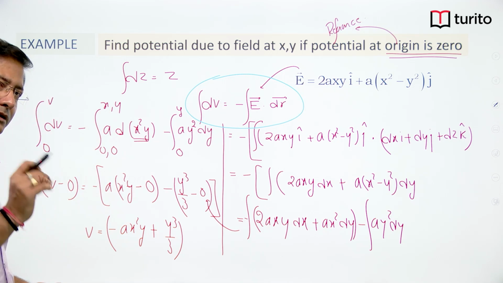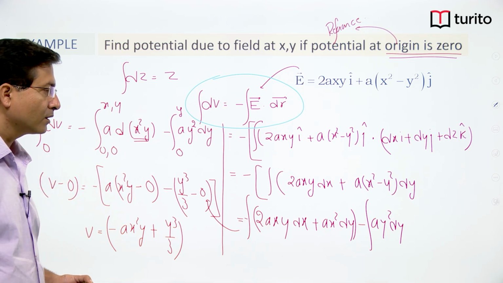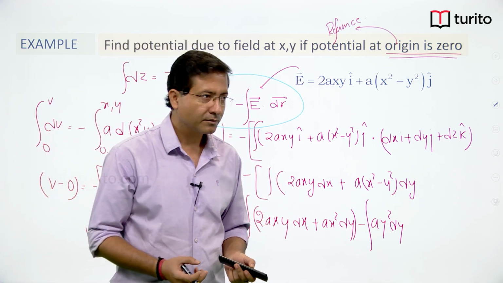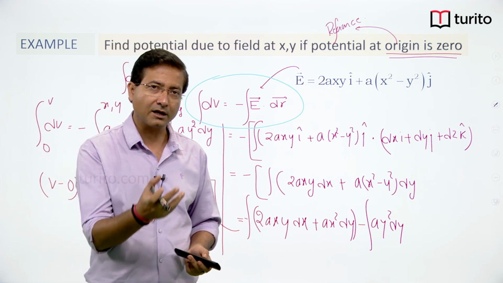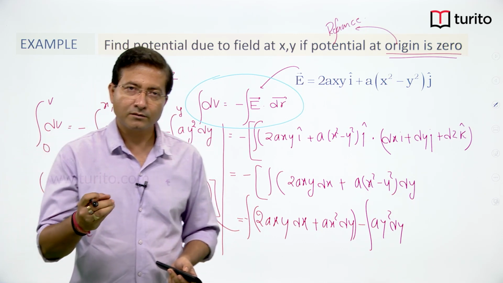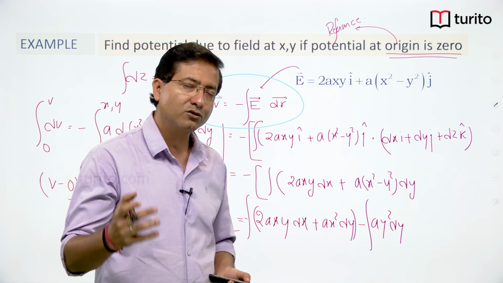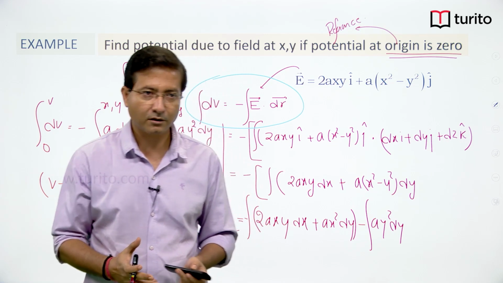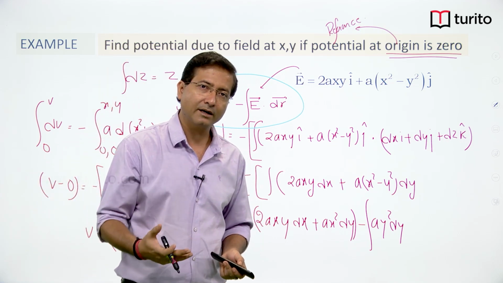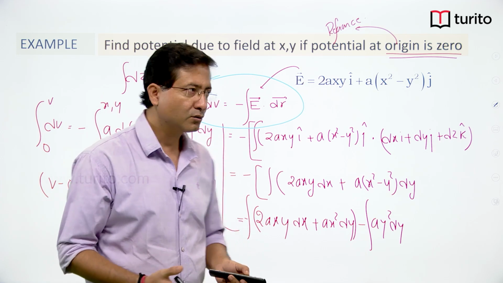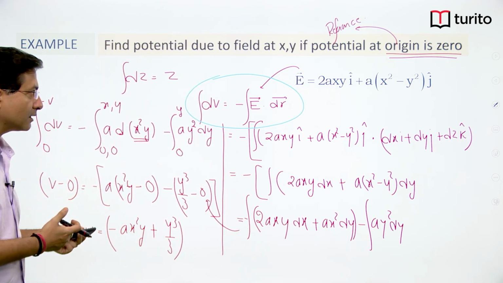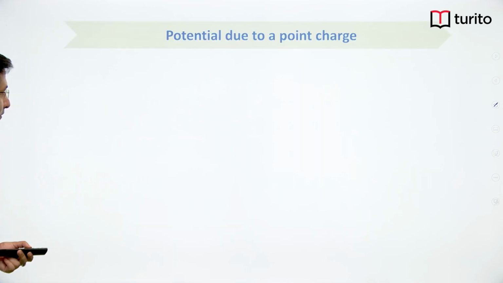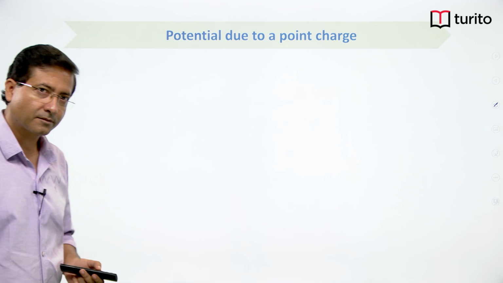So we have just defined the potential. Now let us see what would be the potential due to different charge distributions. First we will see what is the potential due to a single point charge, and using that result we will get the potential produced by different charge distributions like ring, disc, hollow sphere, solid sphere, sheet, wire. All that can be done using the result we are going to derive for a point charge. So let us take a point charge. So potential due to a point charge.